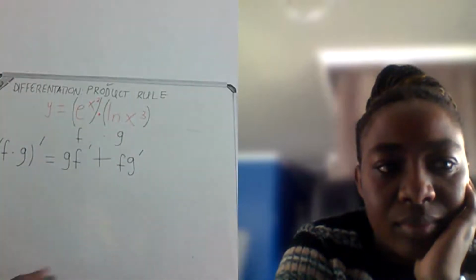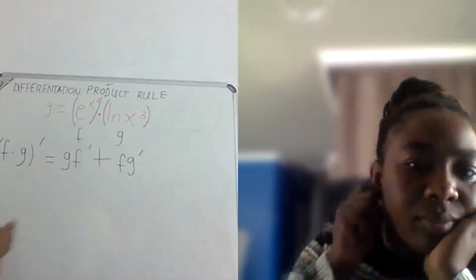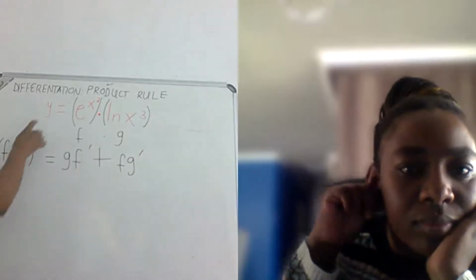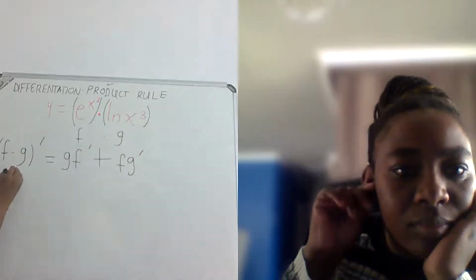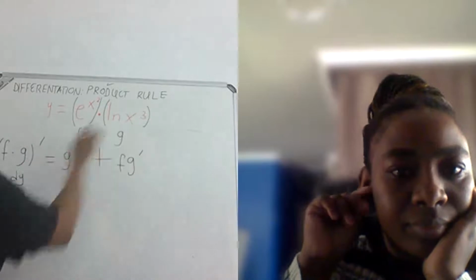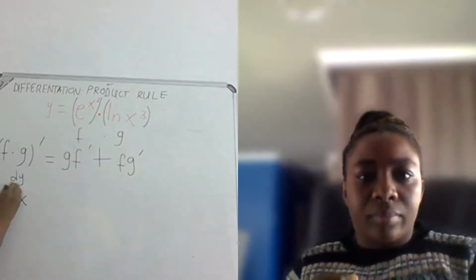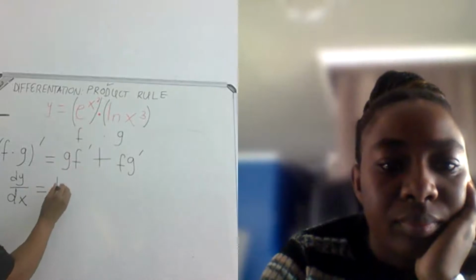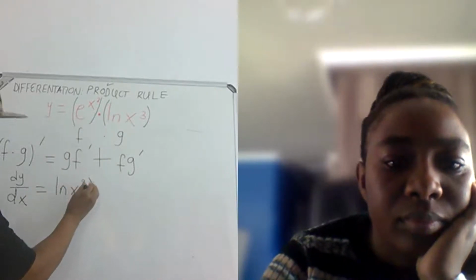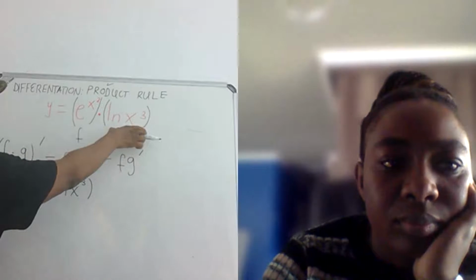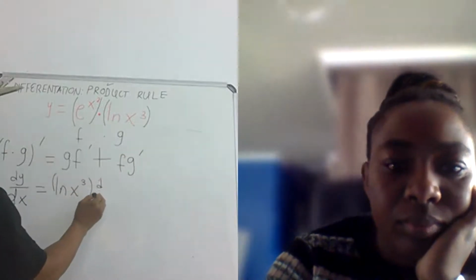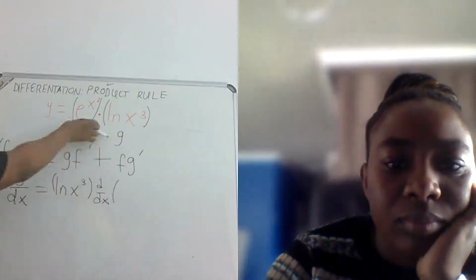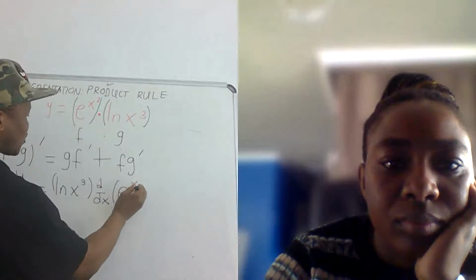Okay, so now for this case, the second one must be constant. So if you differentiate y, you get y prime, and here there's an x, so dy over dx equals, the second one must be constant. So the natural log of x cubed is constant. I'm not doing anything with the second one. And then I'm going to differentiate the first one, which is e^(x squared).